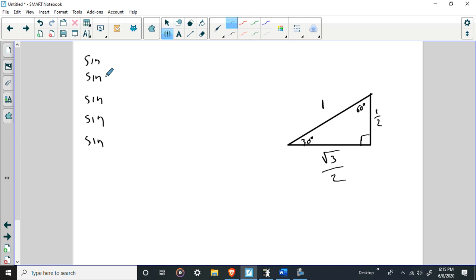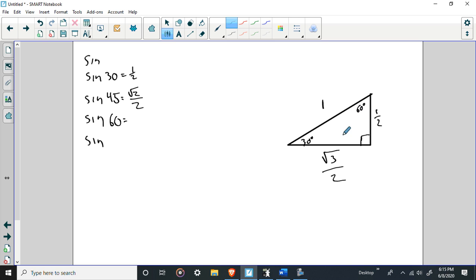All right, so sine of 45, we knew that one. That was the square root of 2 over 2. Sine of 30. Sine of 30 is what? Opposite over hypotenuse. So it's 1/2 divided by 1. It's 1/2. Okay, 30, 45, 60 was one of the other angles we wanted, right?